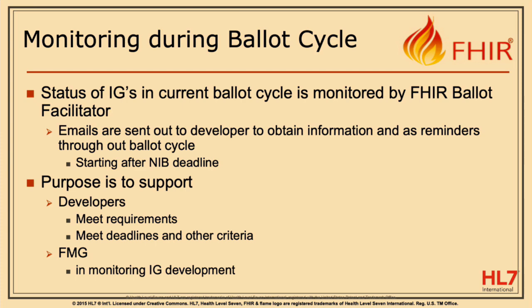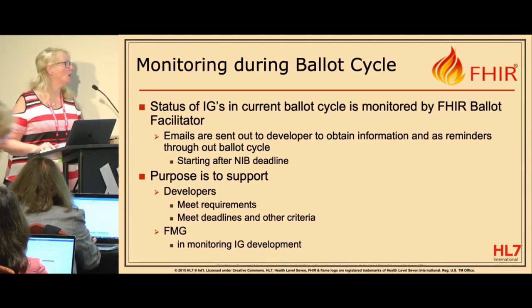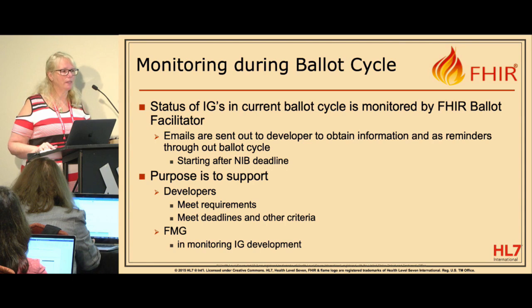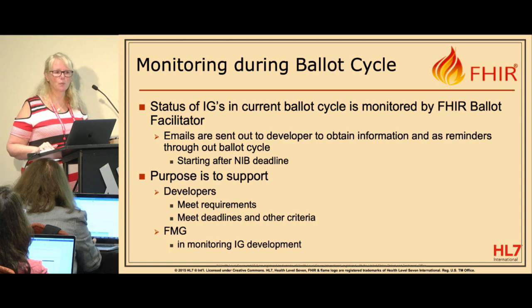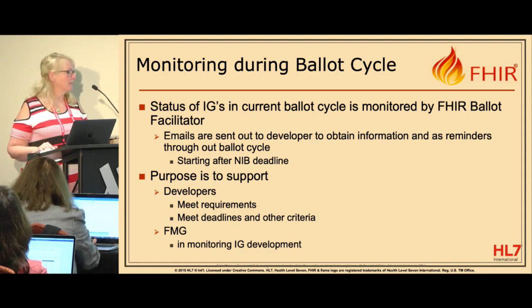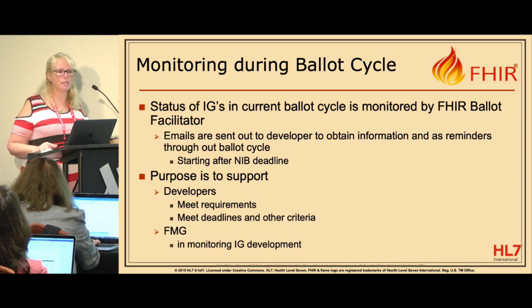There is some monitoring going on. The status of your IGs during the current cycle is monitored by me at the moment. If you're developing an IG that is intended to go to ballot, you will get emails from me asking for information along the way. Typically, those emails come out at the start of the NIB deadline, asking for things like your URL for the CI build for your IG, and making sure we've got the right contact people, because if there are problems along the way, really what we want to do is support the developers of IGs in meeting the requirements and the deadlines. From an FMG perspective, that information is sent to them so that they can monitor some of the QA of the IGs.